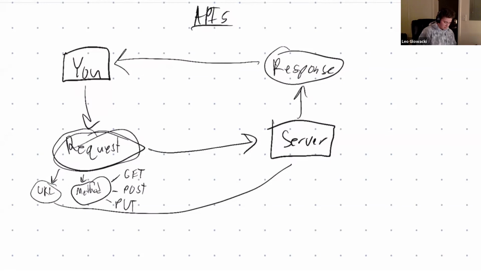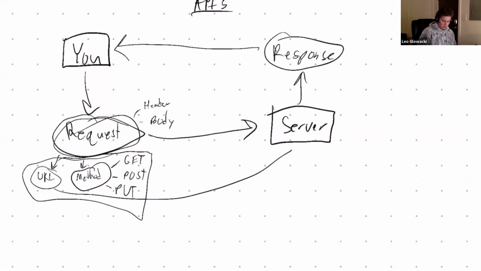Requests require these two things, but they can also have a couple other things. They can also have a header, and they can have a body. And we won't get into that too much tonight, but do know that they exist and they're out there. But one common thing that they can have is an authentication.